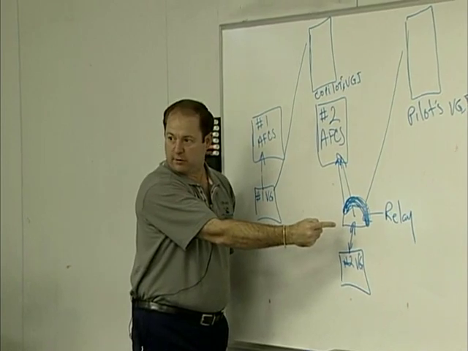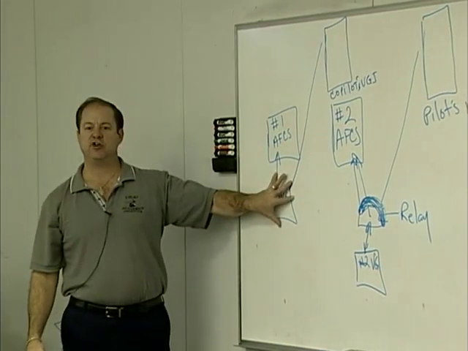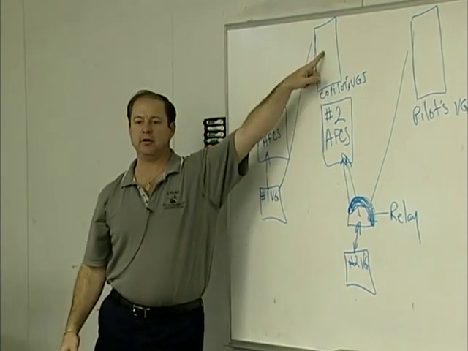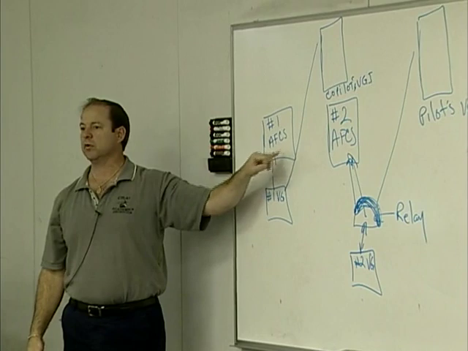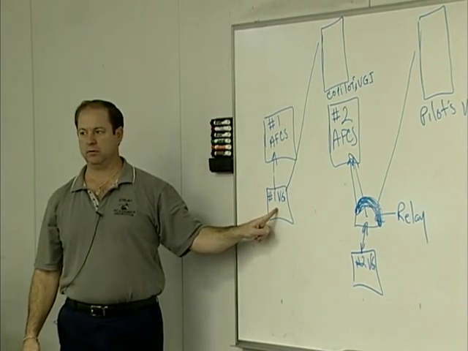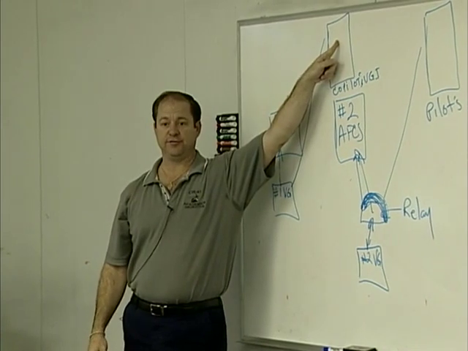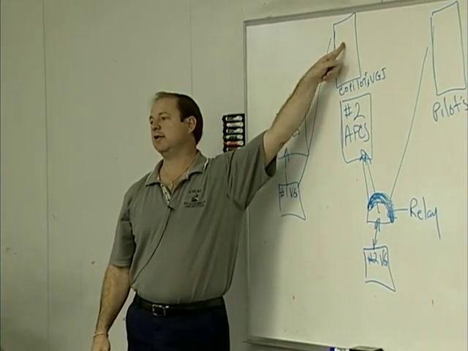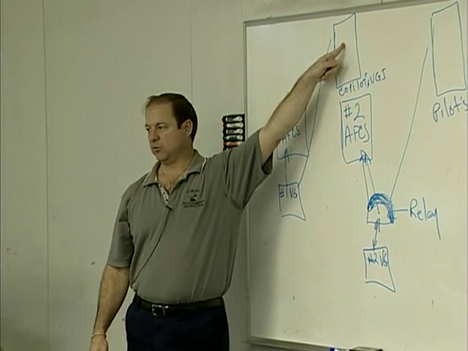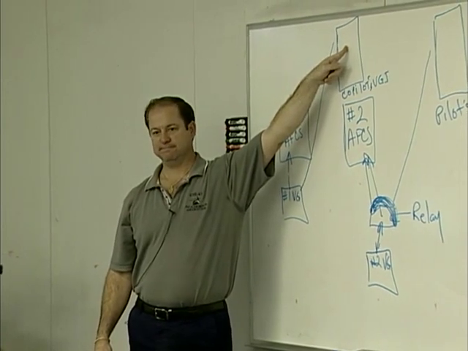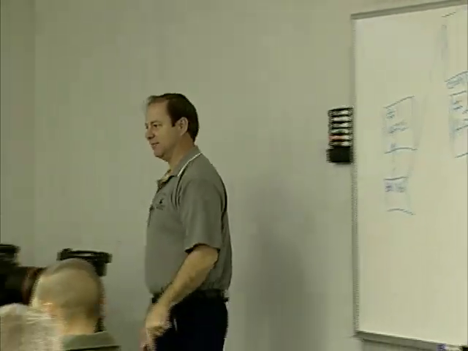Are we tracking so far? So how will I know if I have a gyro failure versus an indicator failure? I will also lose the associated AFCS with a gyro failure. If the indicator fails, the only thing that's going to fail is the indicator. Any questions about that? Clear as mud now, right? Makes a lot of sense.